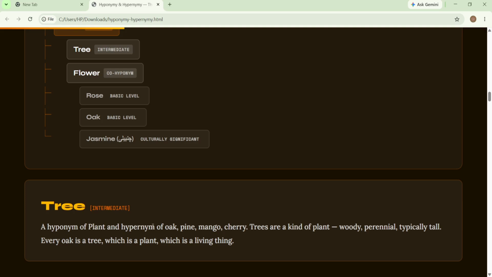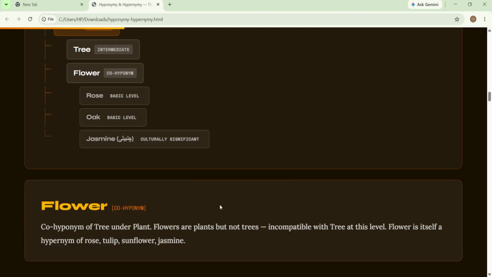This is showing the specification, so that's why it is a hypernym. Trees are kinds of plants, woody, perennial, typically tall. Every oak is a tree, which is a plant, which is a living thing. So if you're doing analysis like this, you're moving from specific to general, which is hyponymy. Tree done, let's move to flower. A co-hyponym of tree under plant, flowers are plants but not trees. Incompatible with trees at this level.